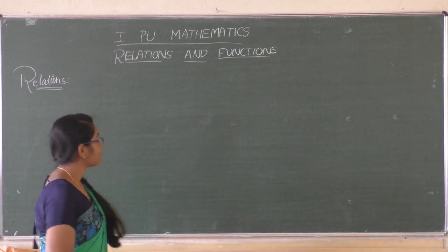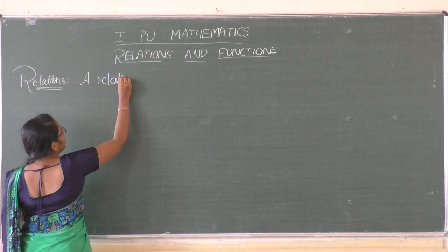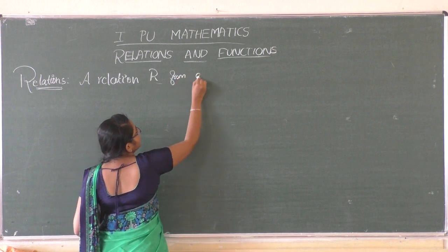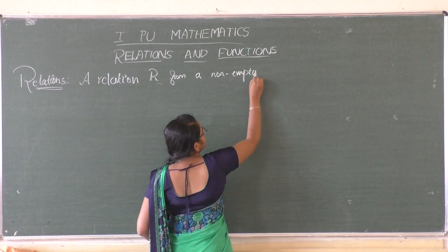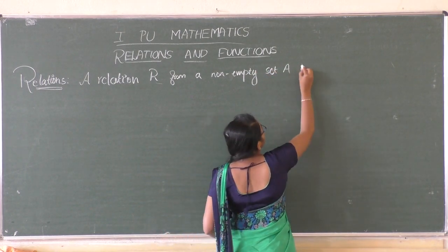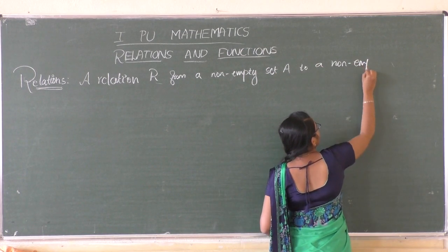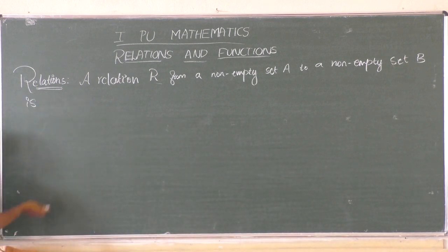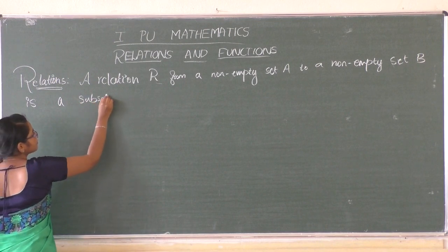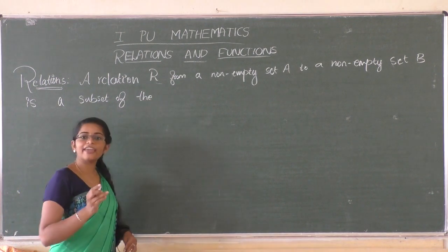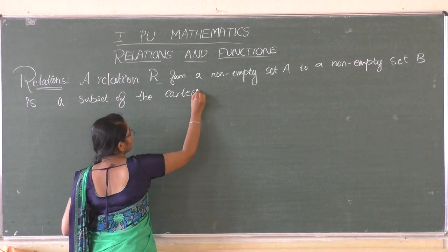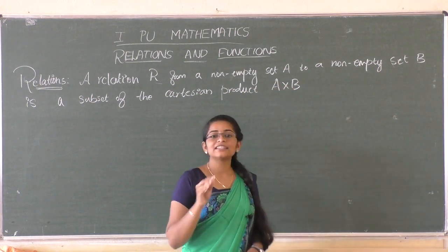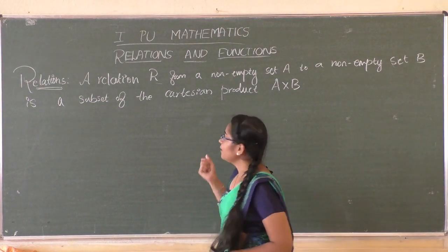What do you mean by a relation? A relation R, I am naming it as R, from a non-empty set A to a non-empty set B is a subset of the Cartesian product A cross B. So, any subset of the Cartesian product A cross B is said to be a relation.